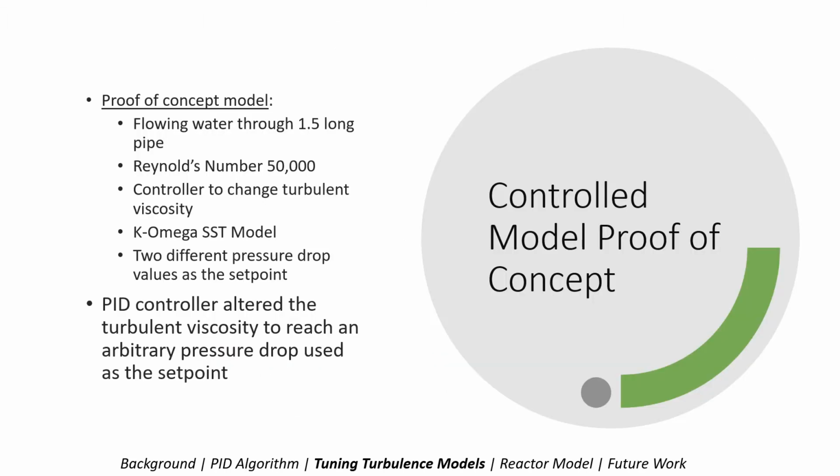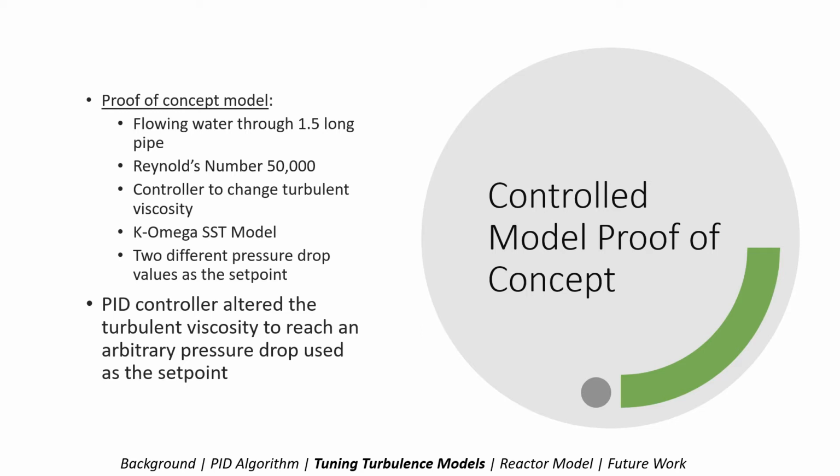The primary goal of this study was to couple a PID controller with a turbulence model to make a more computationally efficient model, yet producing highly accurate results. To start the study, a proof of concept model was developed using a 1.5 meter long pipe with a 1-inch diameter and flowing water through this. Reynolds number 50,000 was used to induce turbulence from the inlet.